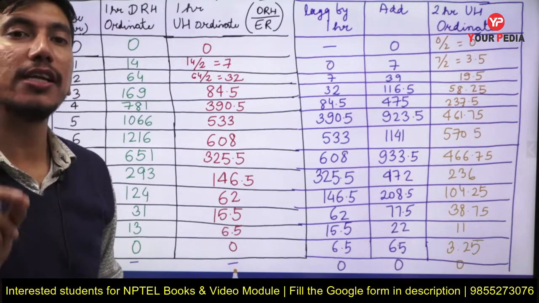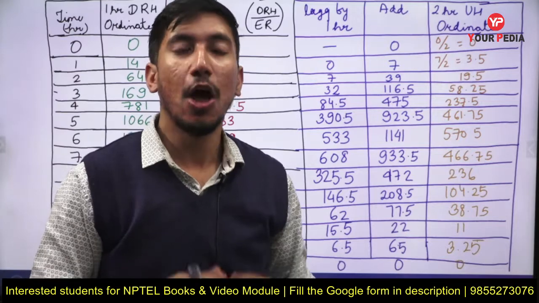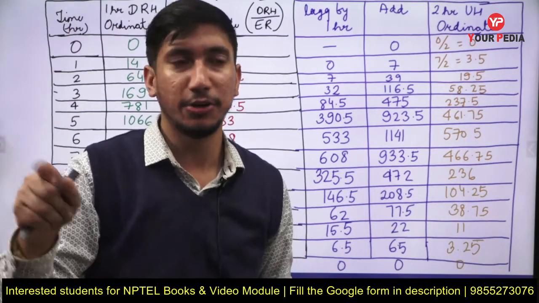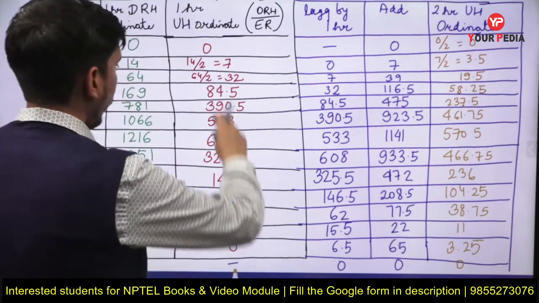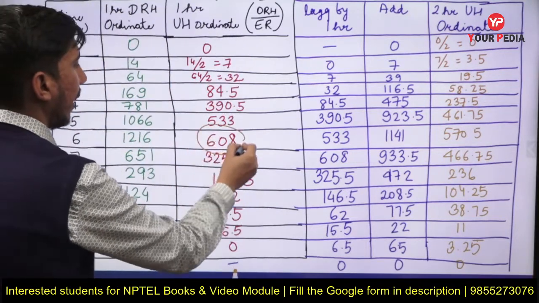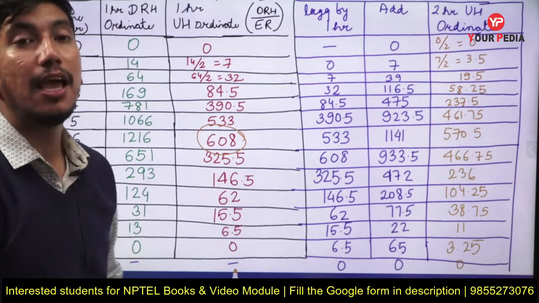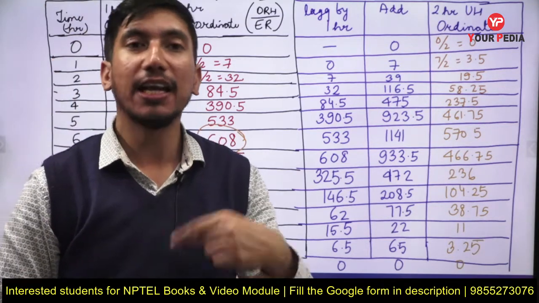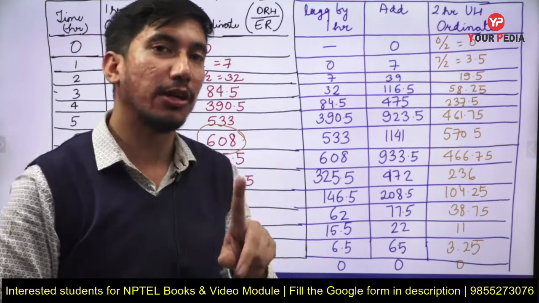Now these are the ordinates of the 1 hour unit hydrograph. And the question asked was what is the maximum ordinate of the 1 hour unit hydrograph. So what is the maximum ordinate? From here we can see that 608 meter cube per second is the maximum ordinate of the 1 hour unit hydrograph. And if I have to find the 2 hour unit hydrograph, what do I have to do?